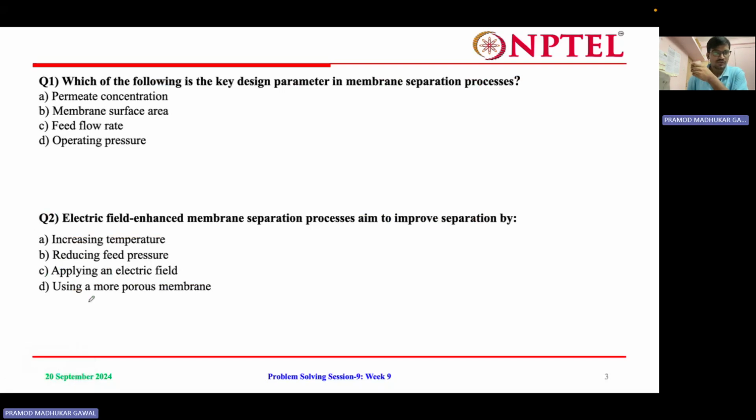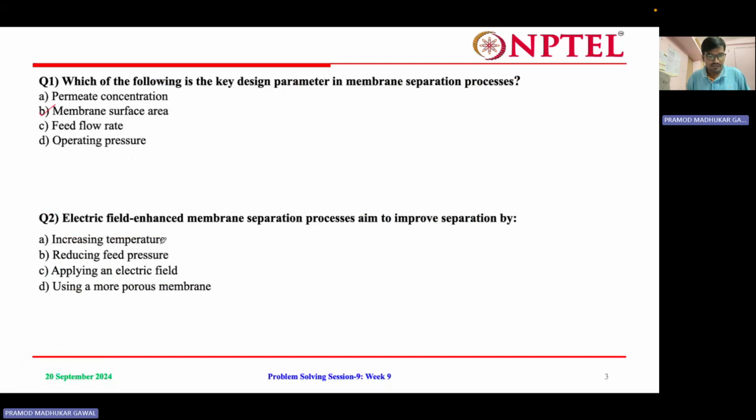Starting from MCQ one, question one: which of the following is the key design parameter in a membrane separation process? Check the options. Generally, membrane surface area affects the flux and efficiency of the separation process. So the larger the surface area, the higher the potential capacity of the separation process. So option B is the correct one.